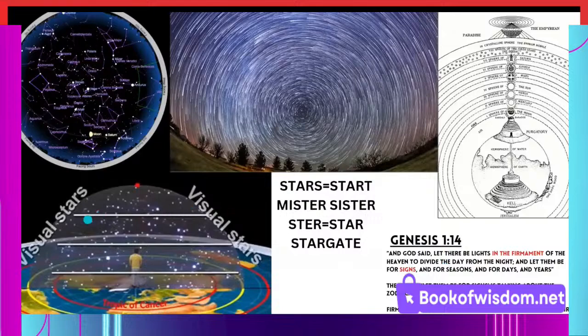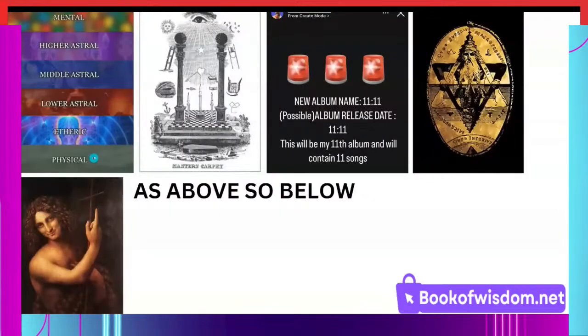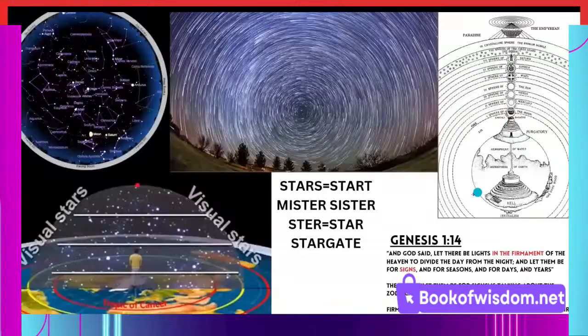Why do we say as above, so below? As above us is the astral plane and the etheric plane. As above, so below. Whatever happens in the stars happens on Earth. The stars are connected to the astral plane. Above us is the astral plane.